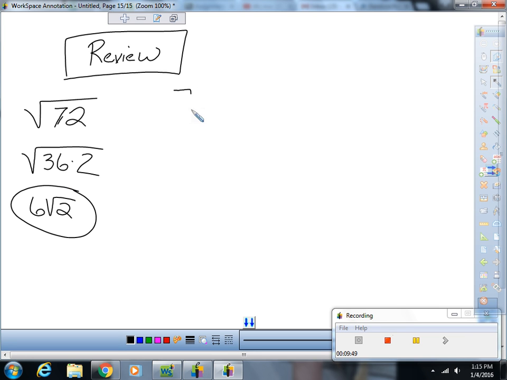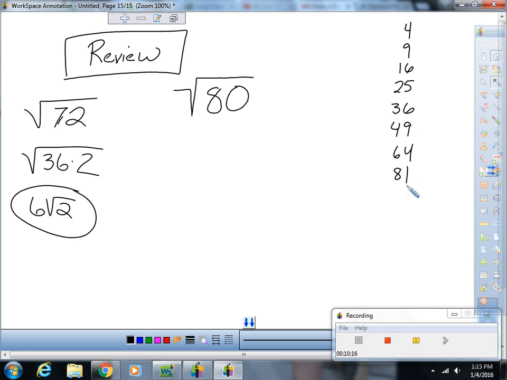All right, so let's practice another one. How about square root of 80. See if you can get that one right. You can use a calculator. A good thing to do is when you get into these, just like on your homework, write these down, right? Like just write 4, 9, 16, 25, 36, 49, 64, 81, 100, 121, 144, 169. You can keep going if you want.